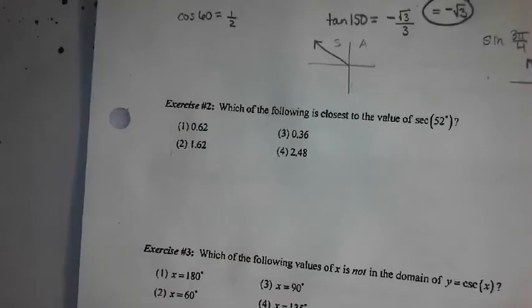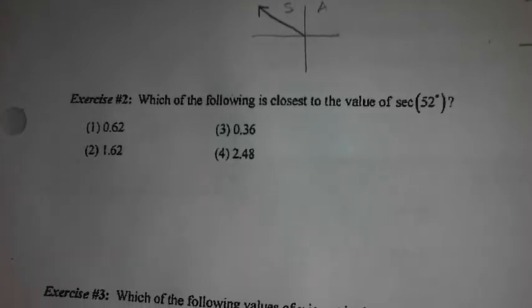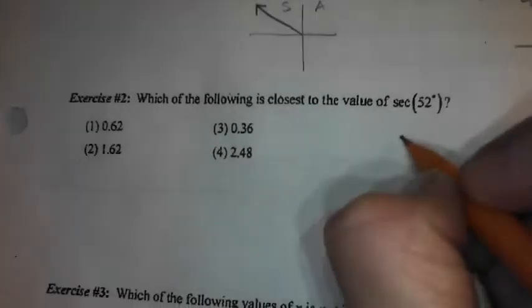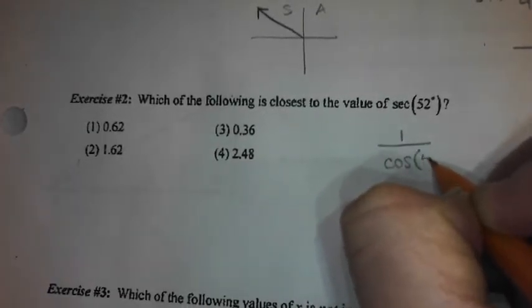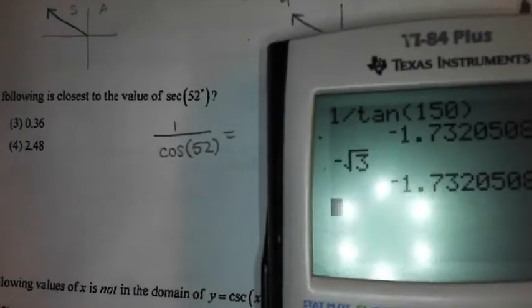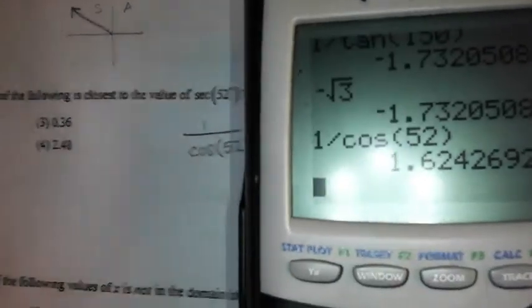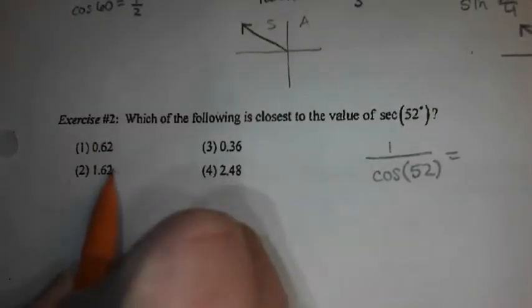Okay. Now, exercise 2 has to be done on the calculator. So if I didn't just show you how to use the calculator, I was going to show you here anyway, because we don't have 52 degrees as a memorized value, right? So in order to do this, we're going to do 1 over the cosine of 52. What mode should my calculator be in? Degrees, it was because I left it there. 1 over the cosine of 52, 1.6. Option 2.